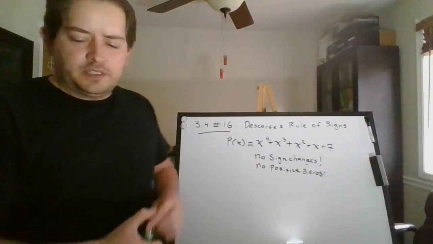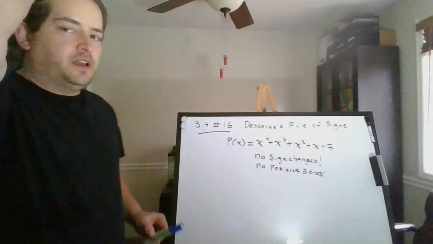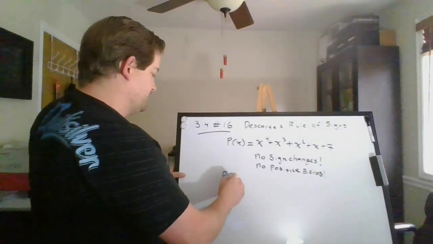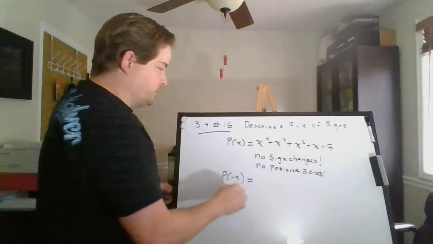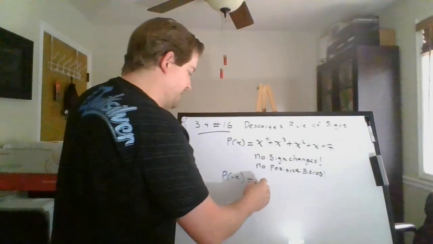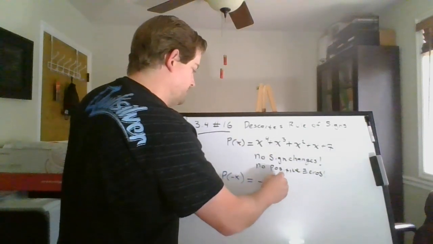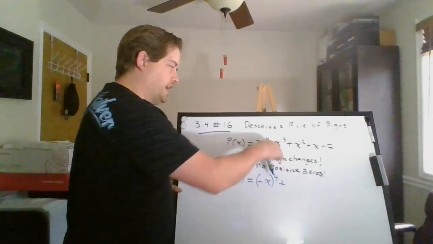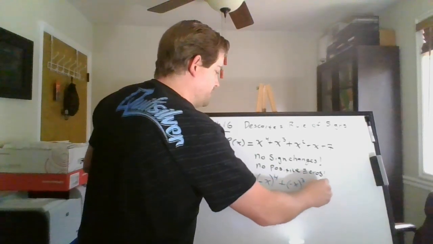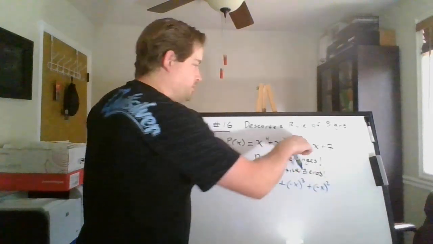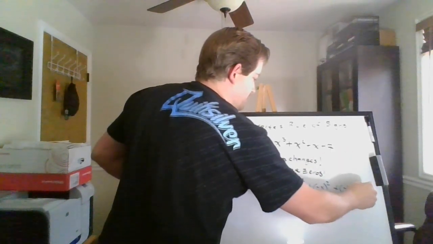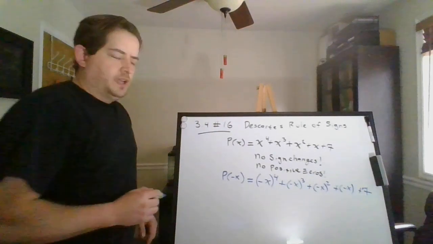The other part of this, though, is to test the function evaluated at negative x. So that is to say, p of negative x, which is to replace all of my x's in my original function with negative x. So that's negative x to the fourth plus negative x to the third plus negative x squared plus negative x, and then plus 7. And then simplify.